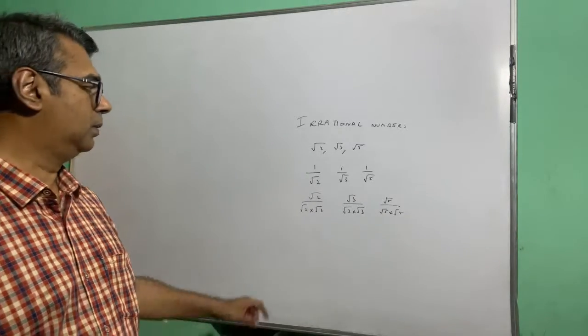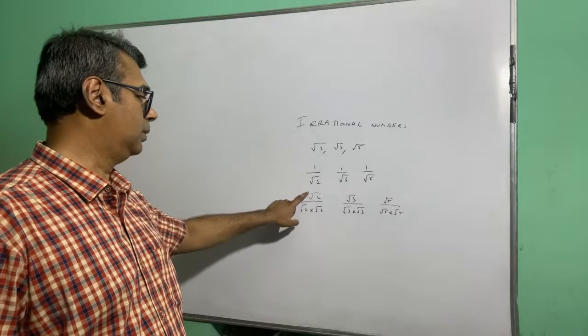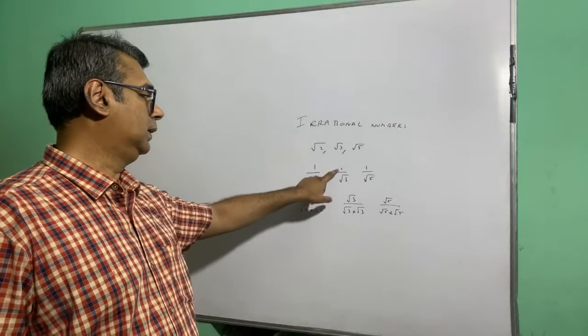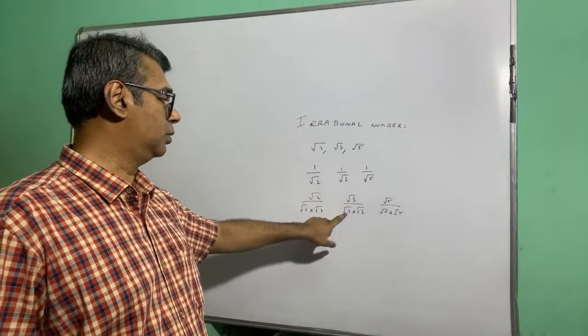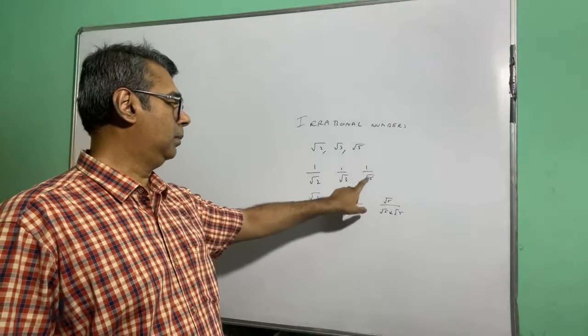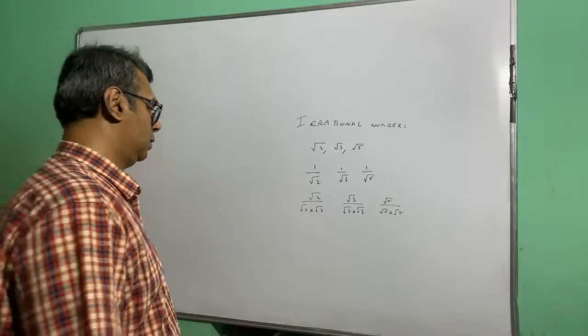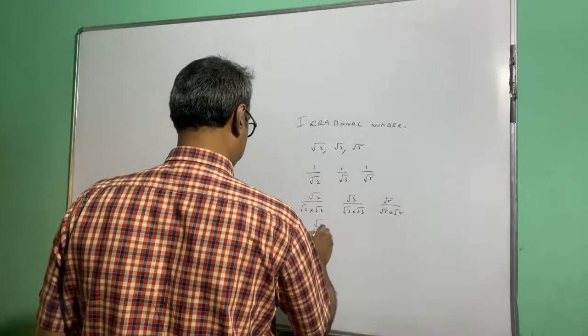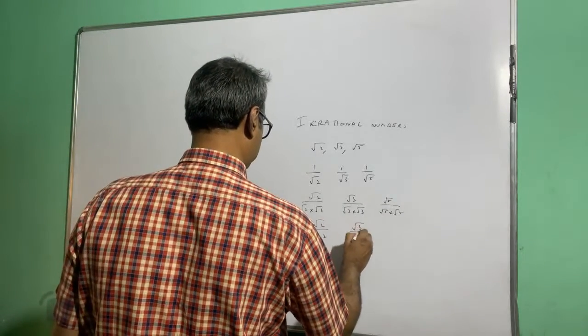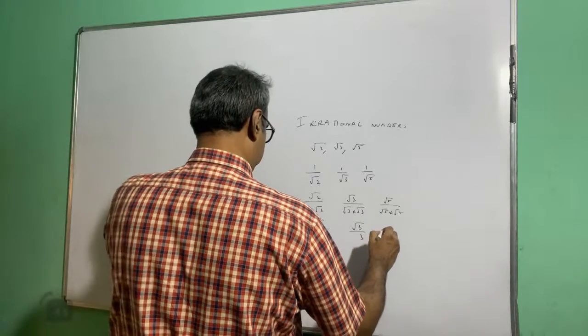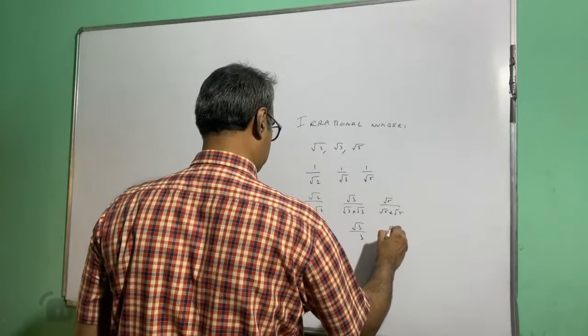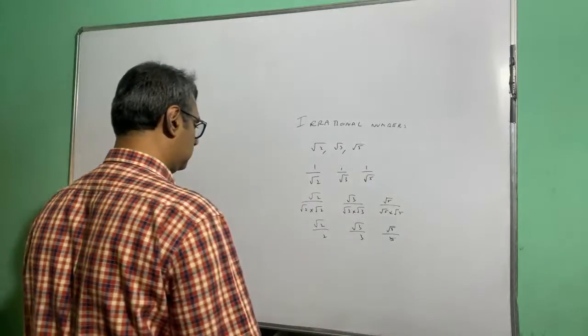Suppose you multiply above and below with root 2, so it will become root 2 by root 2 into root 2. Multiply above and below with root 3, so root 3 by root 3 into root 3. Multiply above and below with root 5, so root 5 by root 5 into root 5. So ultimately this fraction will be root 2 by 2, this fraction will be root 3 by 3, and this fraction will be root 5 by 5.